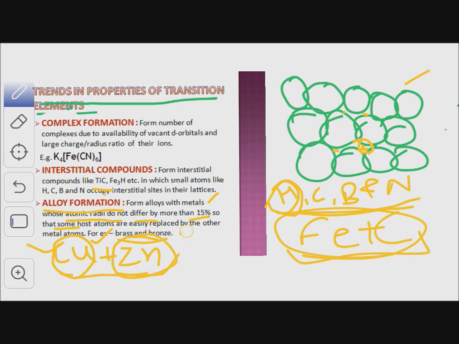Similarly, in the case of bronze, copper plus tin. Here, copper is the host atom and tin is the foreign atom, which replaces some of the copper atoms from its crystal lattice and forms alloys. And the alloy is called bronze.